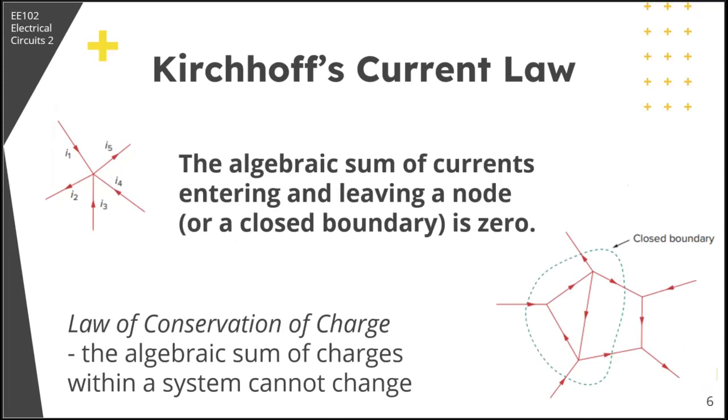The law of conservation of charge requires that the algebraic sum of charges within a system cannot change. And since current is just the flow of charges, based on that, Kirchhoff's current law states that the algebraic sum of currents entering and leaving a node or a closed boundary is 0.